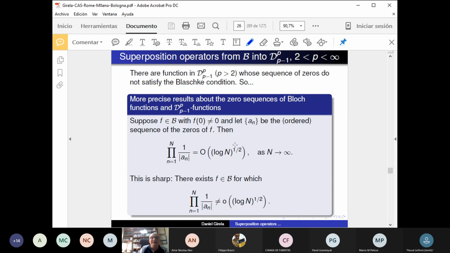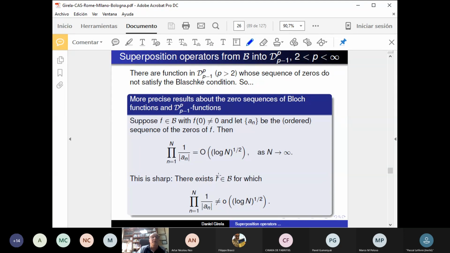Maria Nowak proved that this big O cannot be changed to little o. So there is a Bloch function so that the product of 1 over the absolute value of a_n is not little o of (log n)^{1/2}, where a_n is the sequence of zeros of f. I guess she proved this not only for Bloch functions, I think she proved it for a normal function, but anyway, the result is sharp in this way.